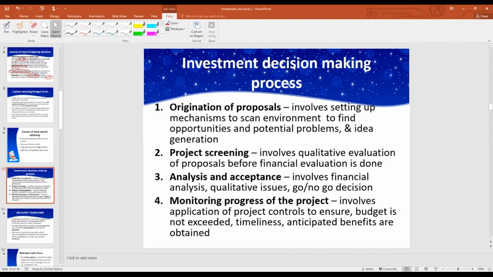So the first step is idea generation, trying to determine the current company problems. How can they be solved? If you want to achieve a 5-year plan, what do we need to do today?